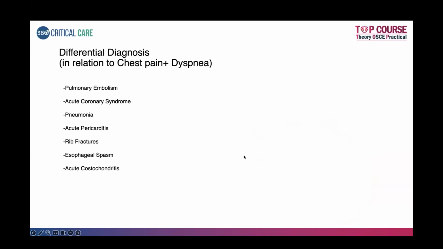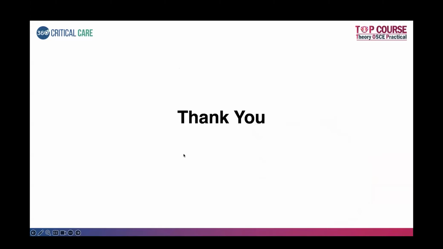So the differential diagnosis in relation to chest pain and dyspnea: there can be pulmonary embolism, acute coronary syndrome, pneumonia, acute pericarditis, rib fractures, esophageal spasm, and acute costochondritis. So this is about the first talk.